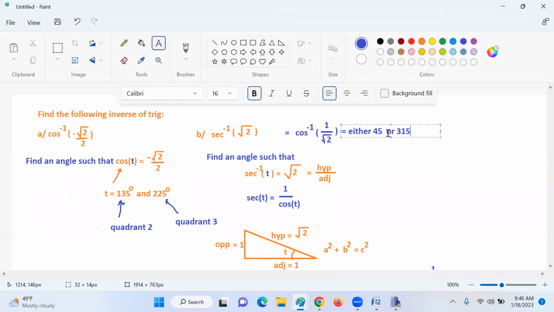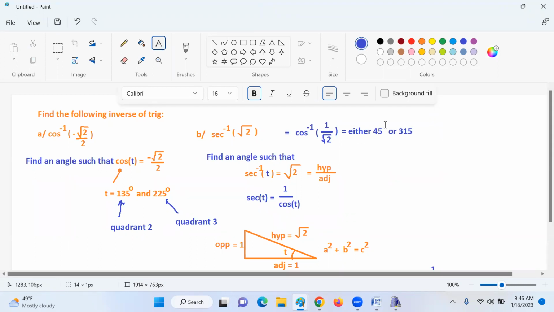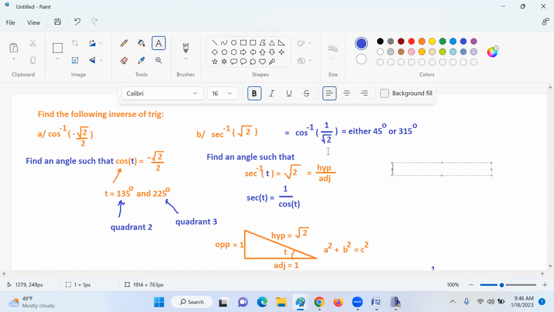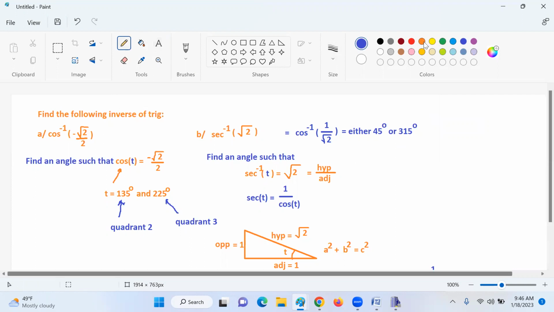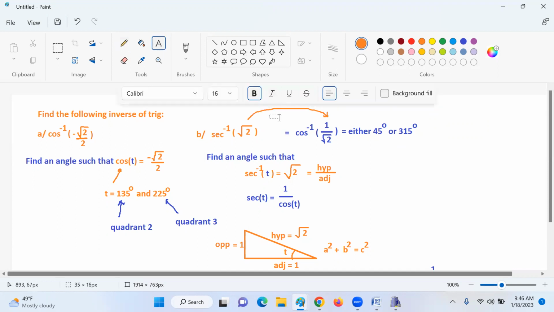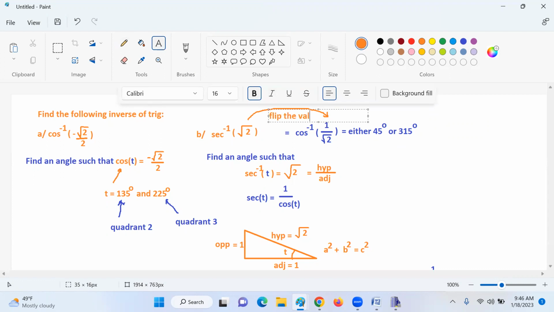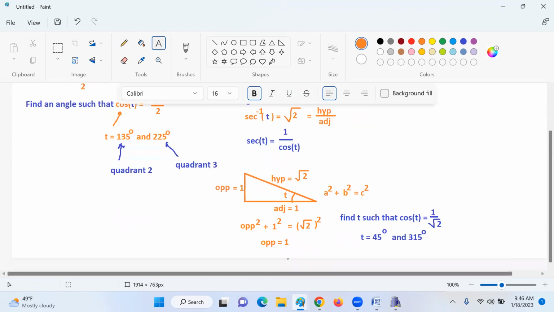Are we good? Are we good with this, people? Is that good? So remember, we just flip the values of the secant. You got it. Flip the value. Okay, let's do more practice.